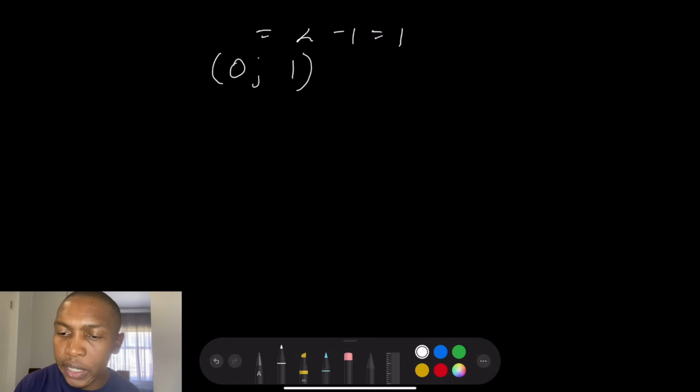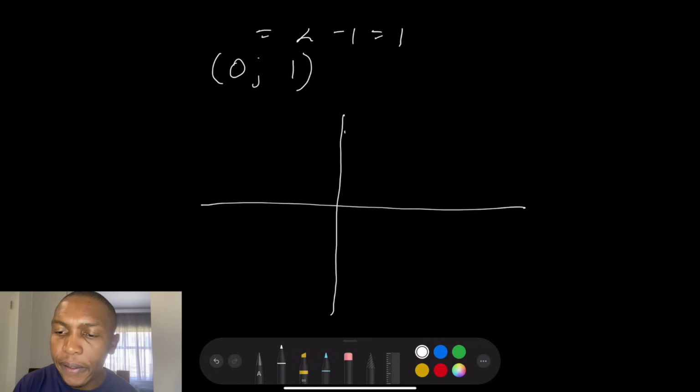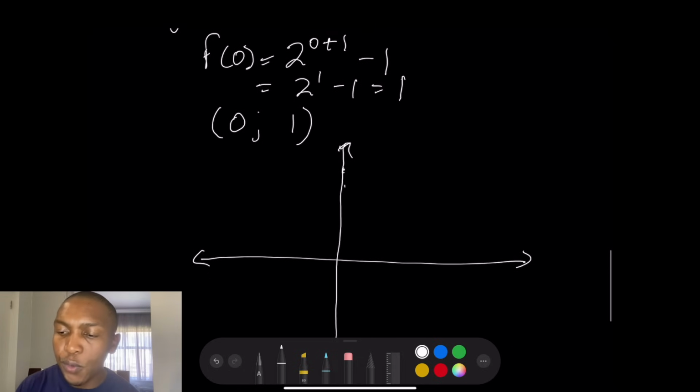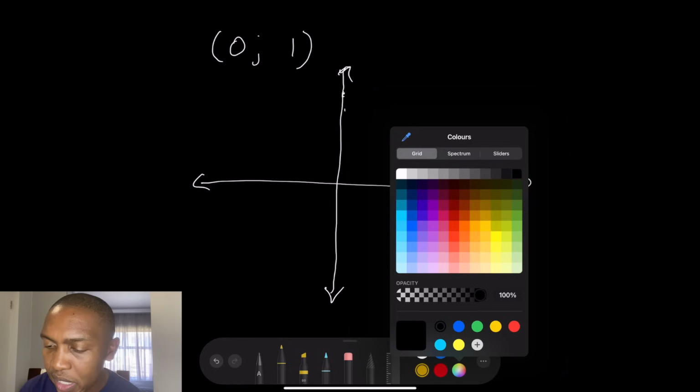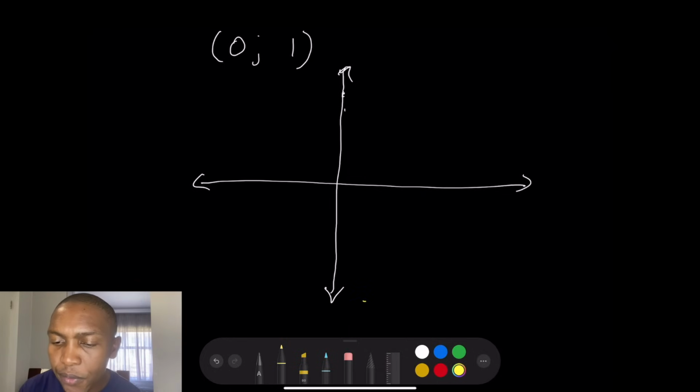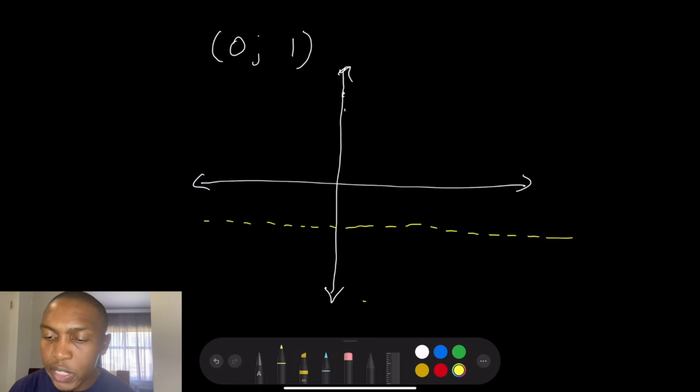So what does this translate to? Let's try and draw our graph. So there's our graph there. These are my axes. So in this case, what we are going to do is, first of all, let me draw the asymptote. We said we're going to have an asymptote. Let me make it nice and bright. We said we're going to have an asymptote at y is -1. So our graph will not cross this line.